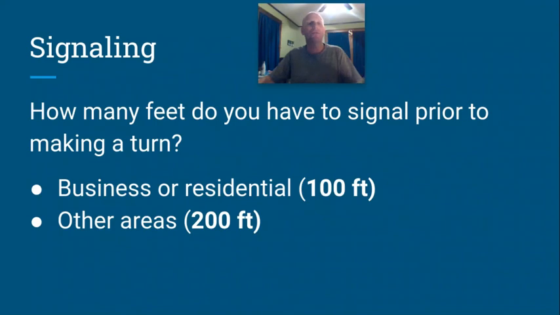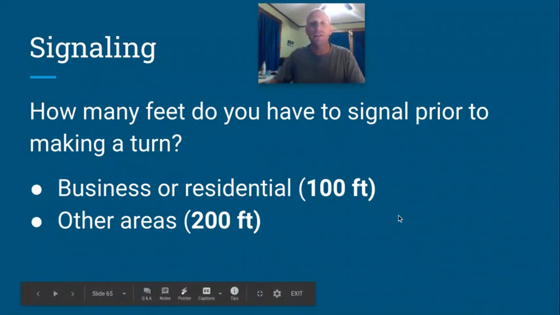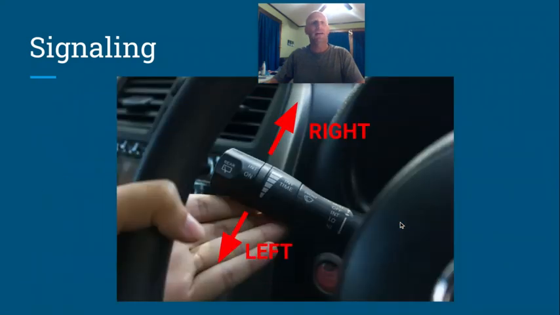Signaling. You have to use a turn signal before you turn. If you are in town, that's business or residential, you've got to put your turn signal on 100 feet before you get to the intersection. That's about half a block. We talked about that earlier. If you're outside of town, it's about 200 feet. The general rule of thumb is that 3 to 5 second window. So 3 to 5 seconds before you turn, put your turn signal on. It's a lot easier to judge that than actual feet.